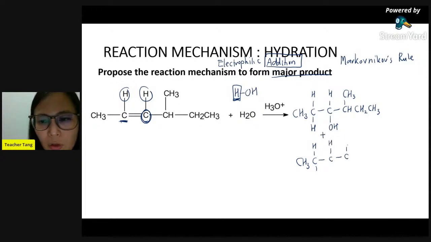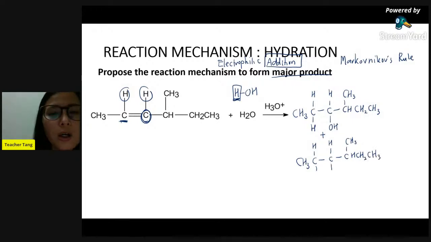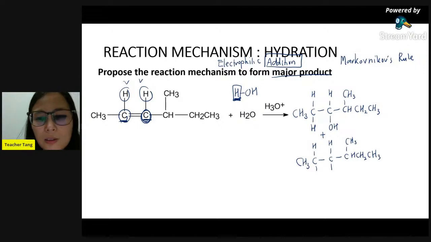Okay, let me draw first, then I will explain again. So mengikut Markovnikov's rule, hydrogen of the water kena masuk ke carbon yang lebih banyak hydrogen. But this one both the same. So dari produk pertama masuk carbon ini, dia juga boleh masuk carbon ketiga. So the hydrogen can also go to carbon ketiga, and then you get this.